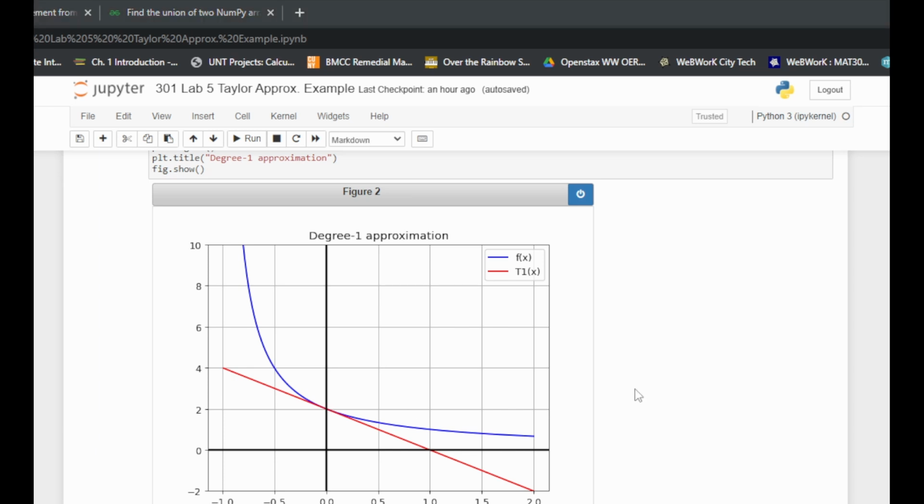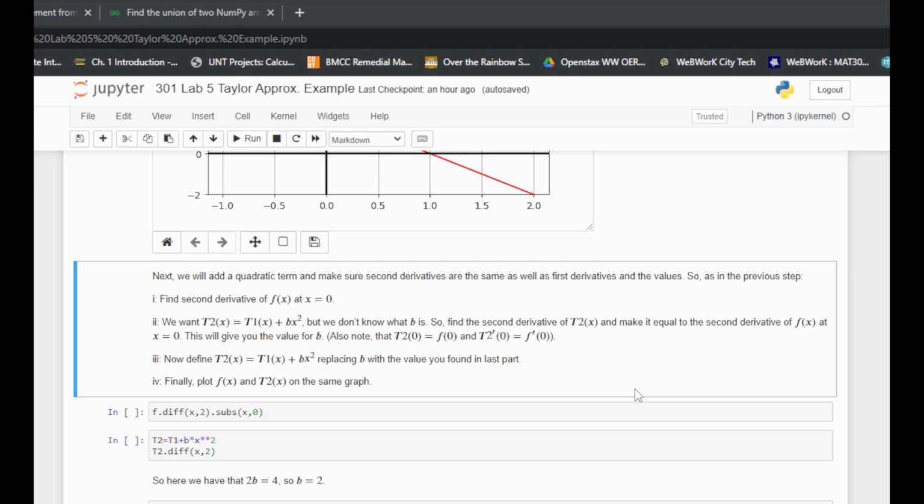Next, we will try to approximate our function using a quadratic polynomial. The idea is very similar. We will create a quadratic function that we will call t2 of x. It equals t1 of x, which is a linear function, plus a quadratic term bx squared. Notice already the values of both t2 and f at 0 are the same, and the values of their derivatives at 0 are the same. So to find b, we need to make their second derivatives equal at 0. So we will find the second derivative of f, and the second derivative of t2 of x. We will make them equal, and this will allow us to find b.